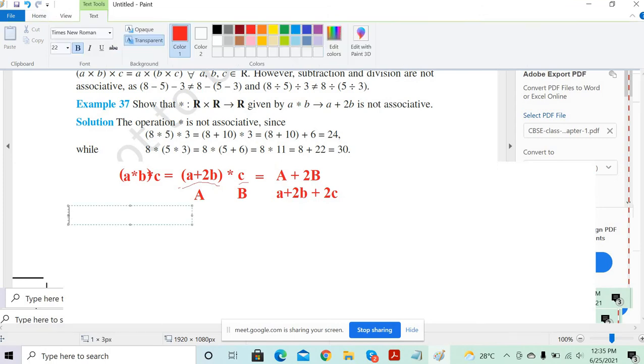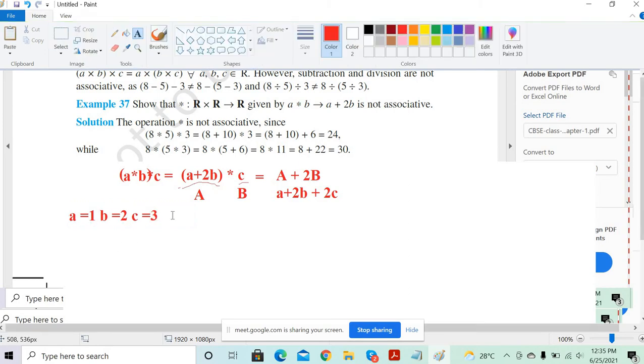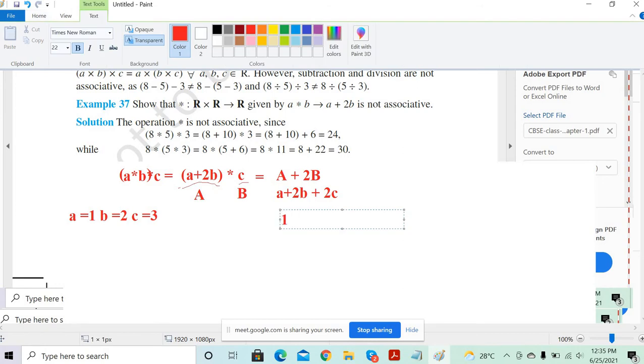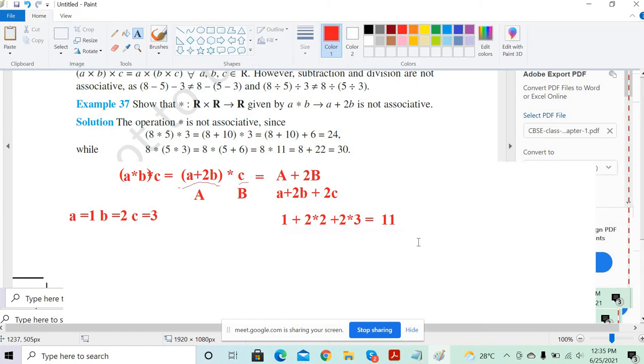If I put a as 1, b equal to 2 and c equal to 3, what is the final answer? I substitute it here: 1 plus 2 into 2, plus 2 into 3. So 1 plus 4 plus 6 is 11. Understood this part?